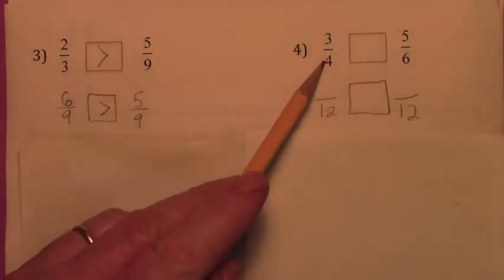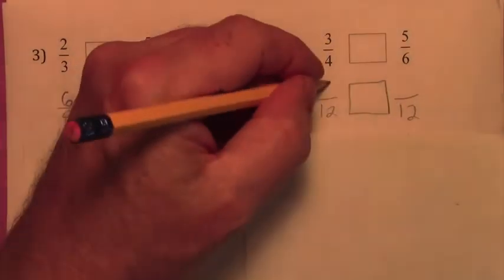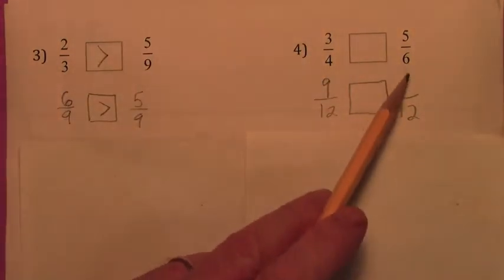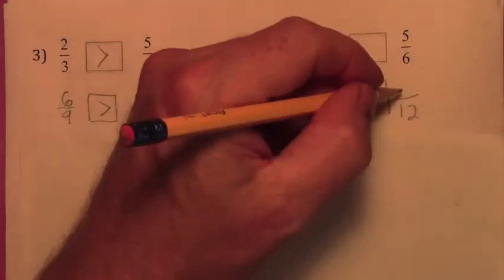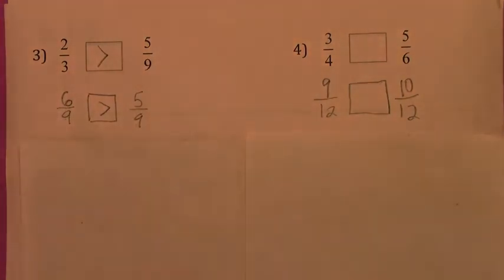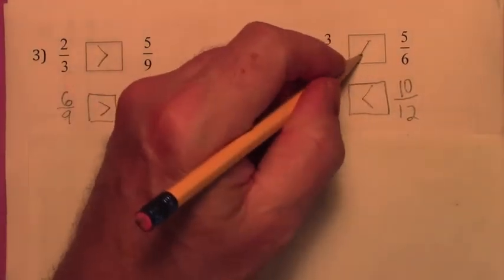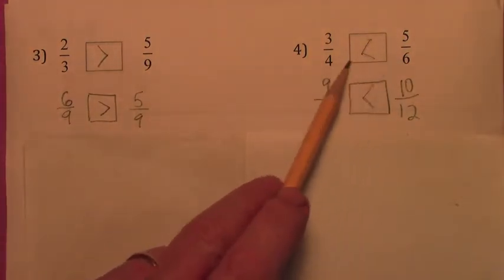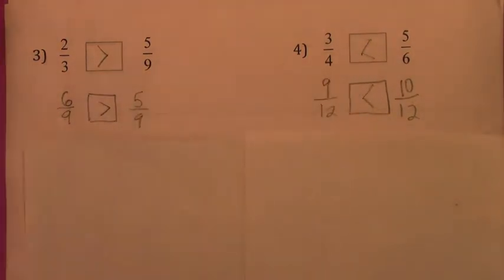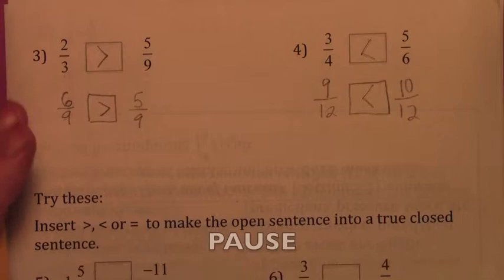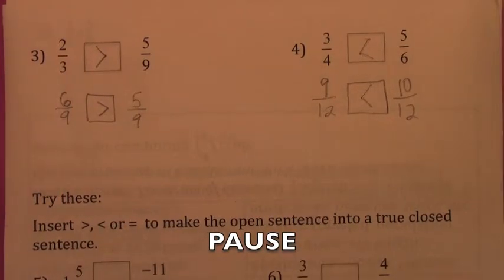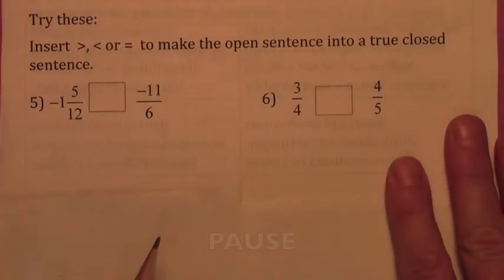What do you multiply 4 by to get 12? 3. So you got to multiply the top by 3. What do you multiply 6 by to get 12? 2. So you got to multiply the top by 2. So what's the answer? Is 9/12 greater than or less than 10/12? It's less than, because 9 is less than 10. And since these fractions are equivalent to these two, the same order works. Interesting, huh? All right, well, we'll give you some to try. Go ahead, hit the pause button and try these.